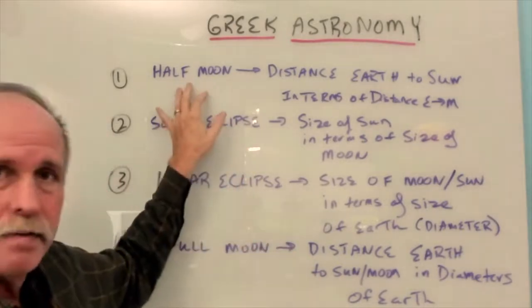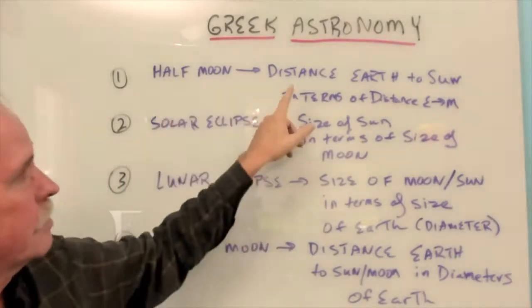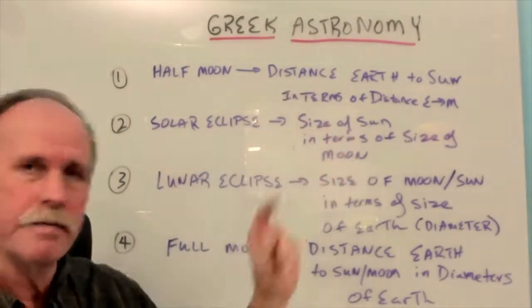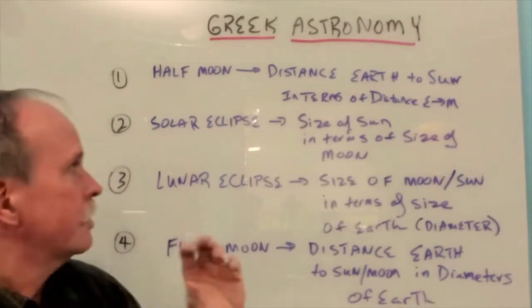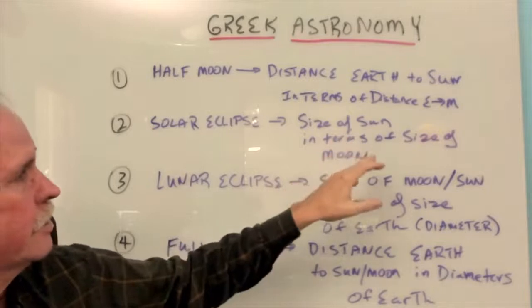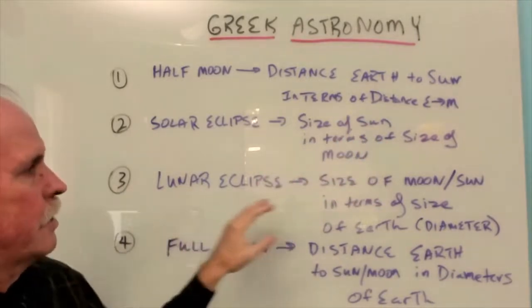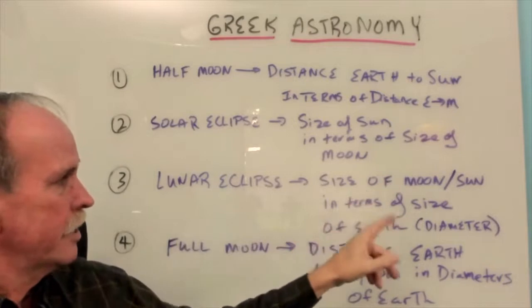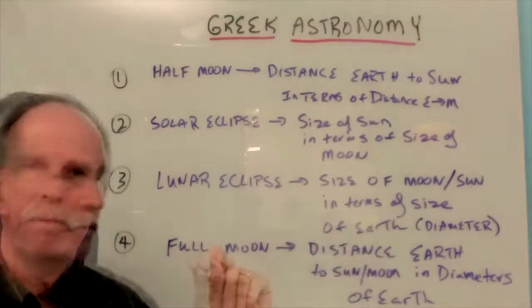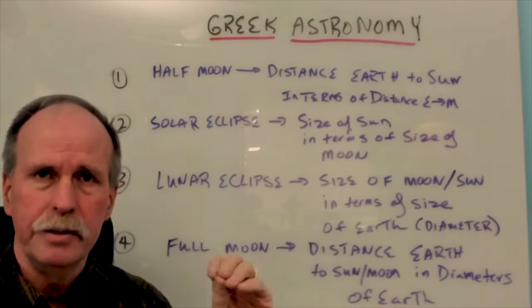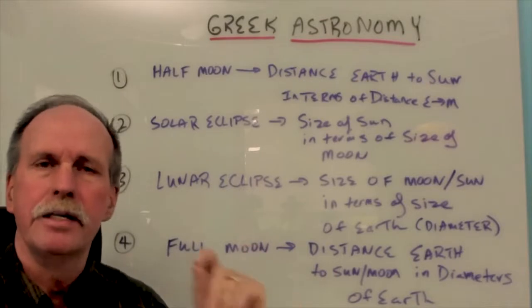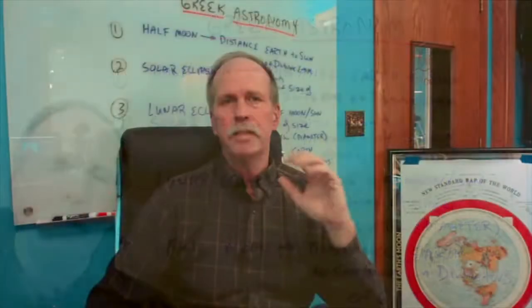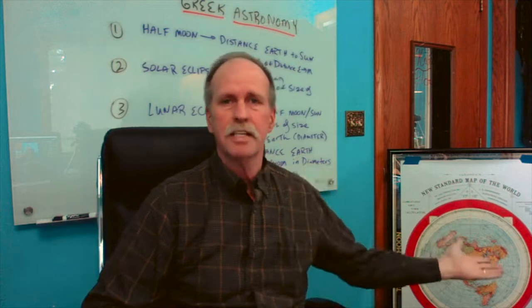We're going to use observations of the half moon to determine the distance from the Earth to the Sun in terms of the distance from the Earth to the Moon. And then we're going to look at a solar eclipse to determine the size of the sun in terms of the size of the moon. A lunar eclipse will help us determine the size of the moon and the sun in terms of the size of the earth. Then we'll look at an observation of the full moon to determine the distance of the sun and the moon to the earth in terms of the diameter of the earth. And then the final step will be to determine the size of the earth by the method of Eratosthenes.